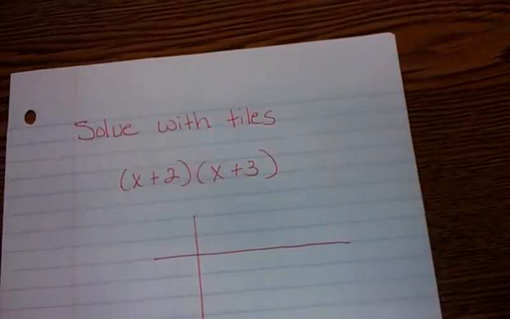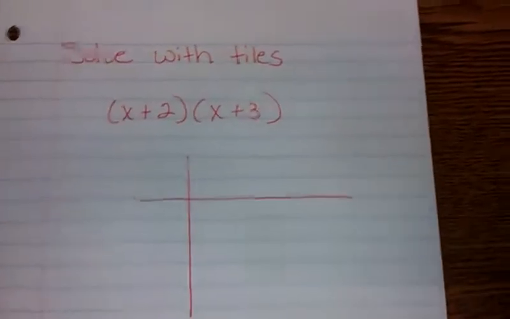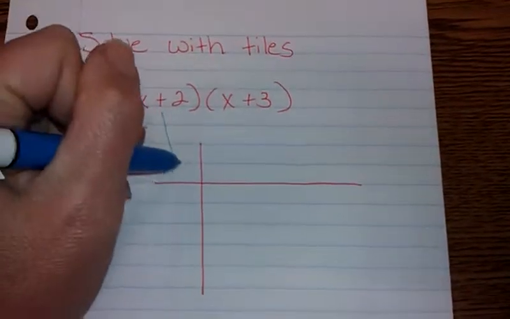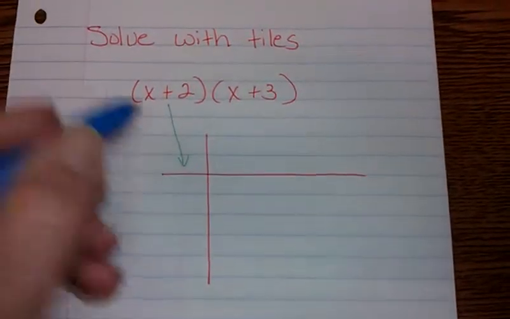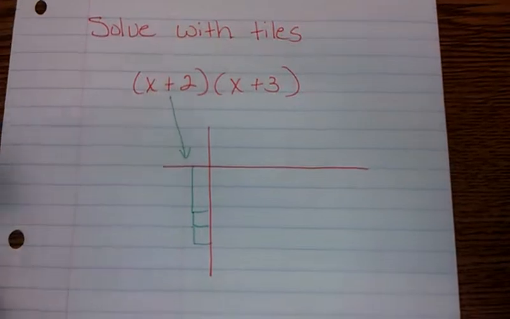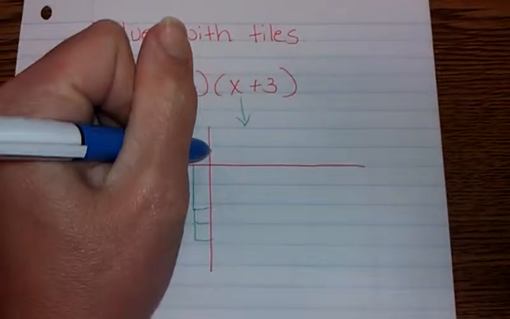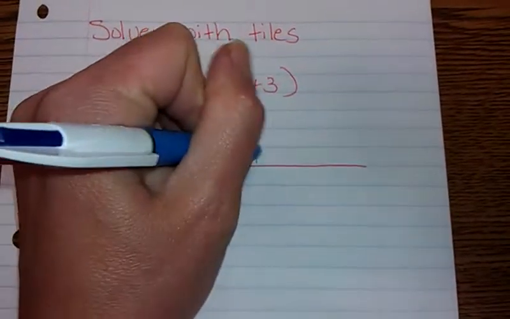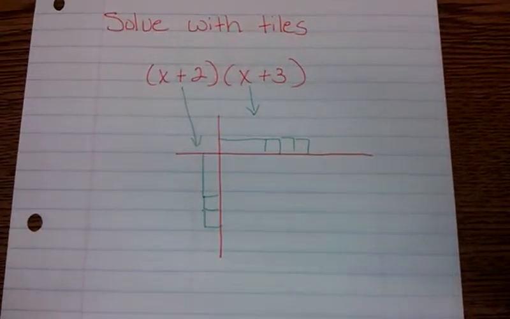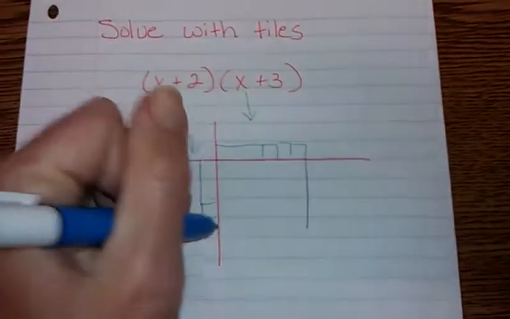Next one, why don't we solve these with tiles? Take what is in the parentheses and put it down the left-hand side, x plus 2. And the second one goes across the top, x plus 3. From here, let's just continue on our squares.